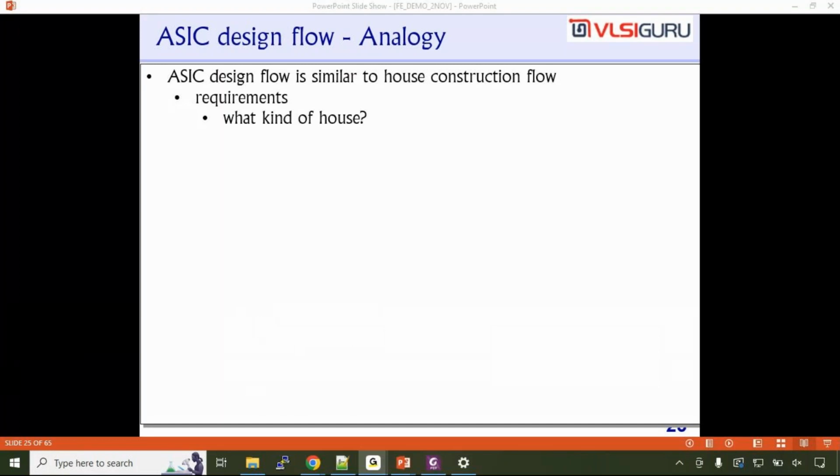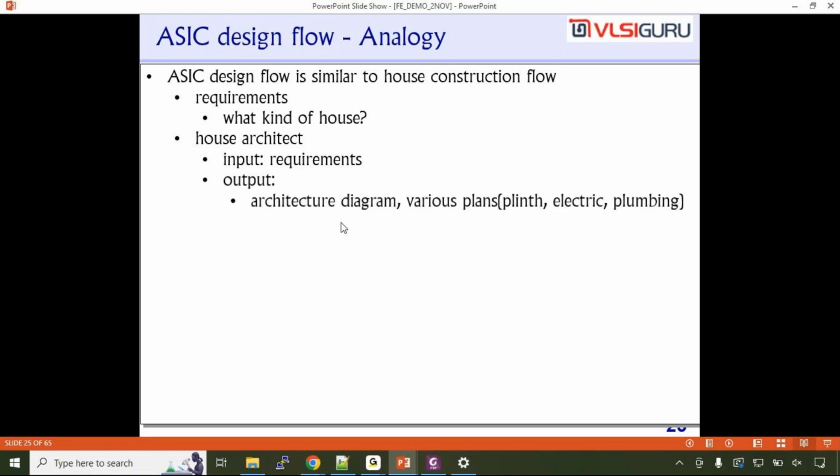So as I said, it starts with the requirement. Like what do you need in the house? After that, you list down your requirement, you go to the house architect. He will ask you what your requirements are. Then he gives various plans: architecture plan, plinth, electric, plumbing, different plans. Then you go to a contractor.